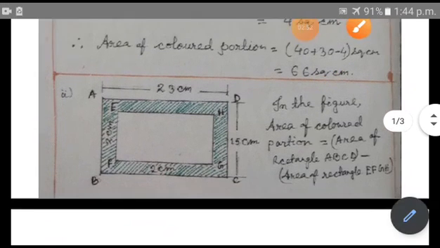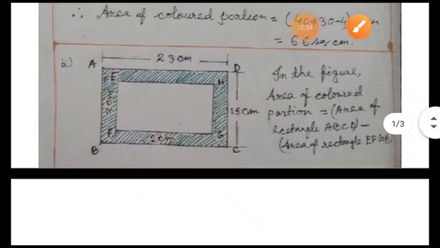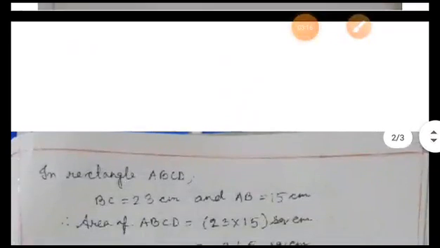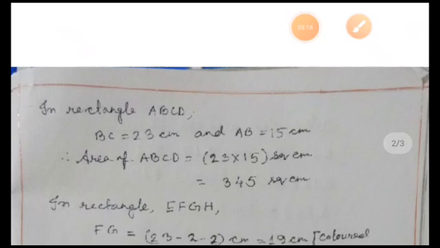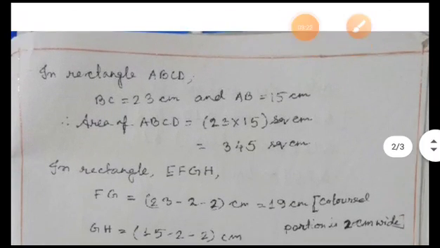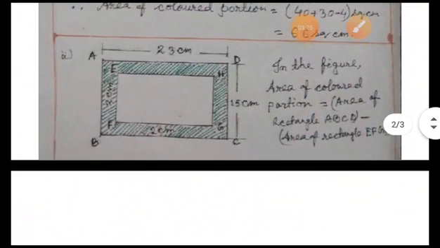Alright. Now the next sum. Here also you can see in the figure, we will have to find out the area of the colored portion. So children, the concept is going to remain the same. For finding out the area of the shaded or colored portion, you will have to subtract the area of the inner rectangle from the area of the external rectangle. So here the area of the external rectangle ABCD will be length into breadth, that is 23 centimeter into 15 centimeter, that is 345 square centimeter.